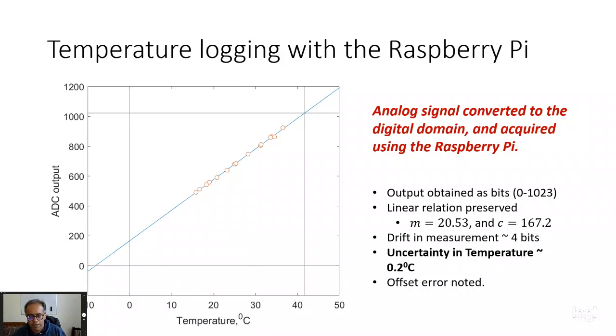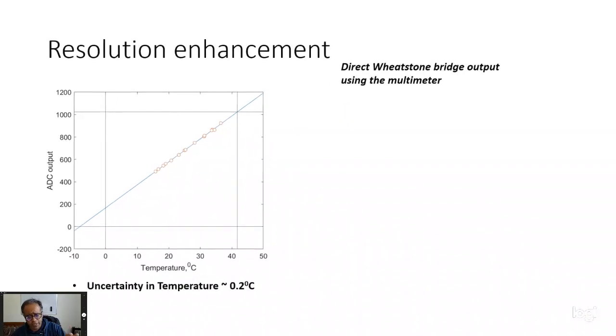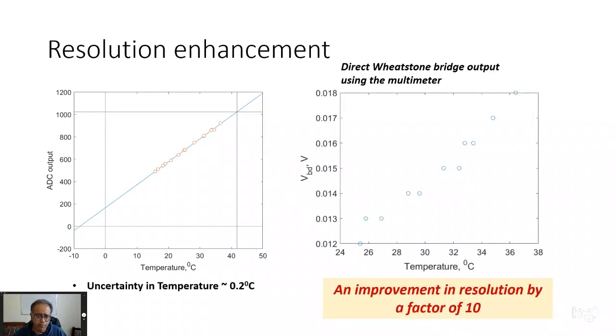Now, if you compare this measurement with the earlier multimeter measurement, so let's do a side-by-side comparison, you can see that we have got an improvement in resolution by a factor of 10. So we have been able to achieve a higher precision in measurement. Compared to 2 degrees of resolution here, we have got 0.2 degrees of resolution. So we have a resolution enhancement.